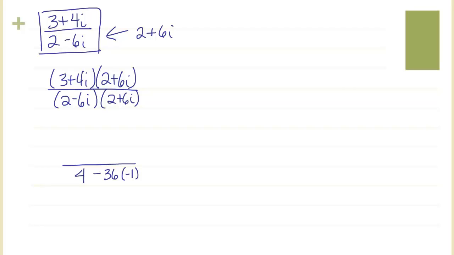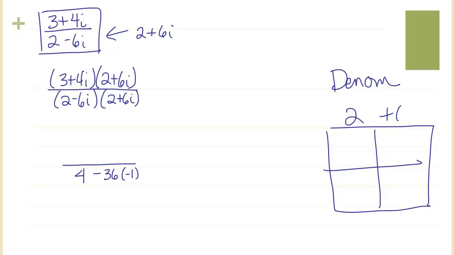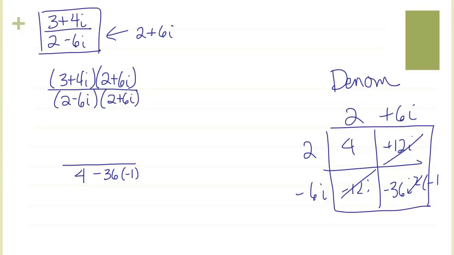So for the denominator, I did 2 plus 6i and 2 minus 6i: 4, negative 36i squared, plus 12i, minus 12i. These guys cancel. This is negative 1, so this is plus 36. So it's 4 plus 36. So on the bottom, I'm going to have 40. Okay, numerator, going to take some more work. The numerator, stuff's not going to cross out.